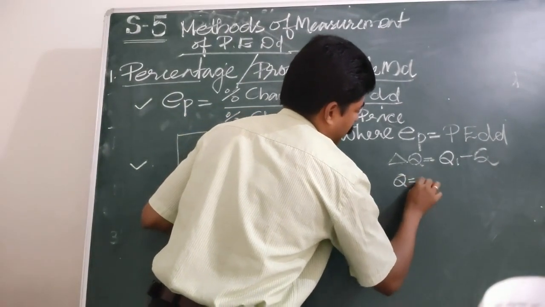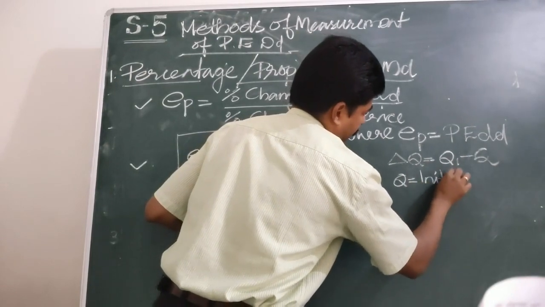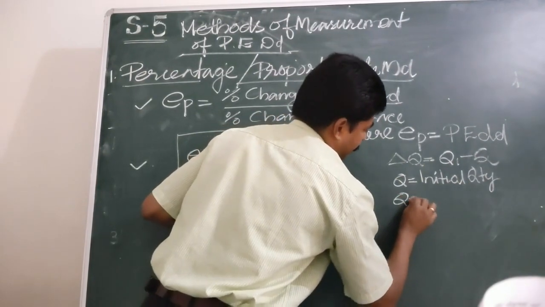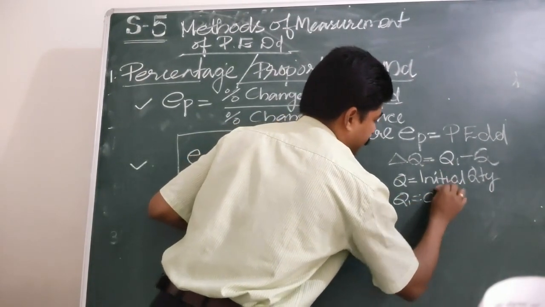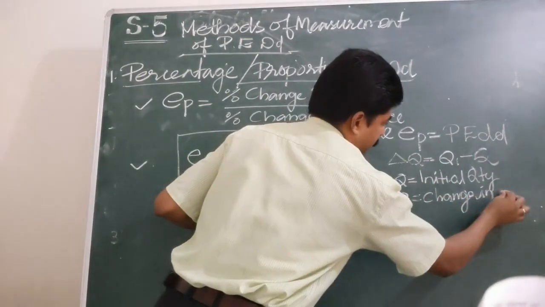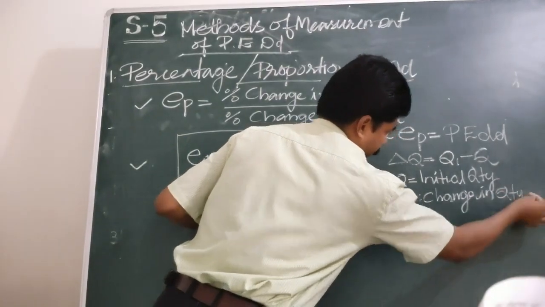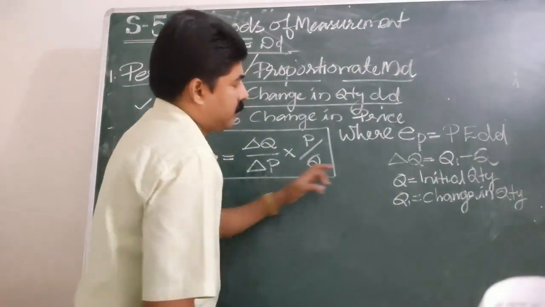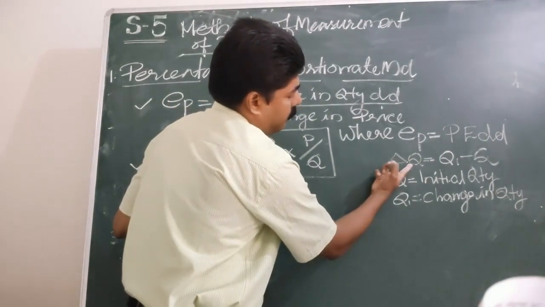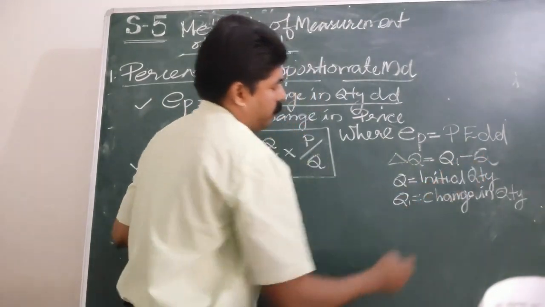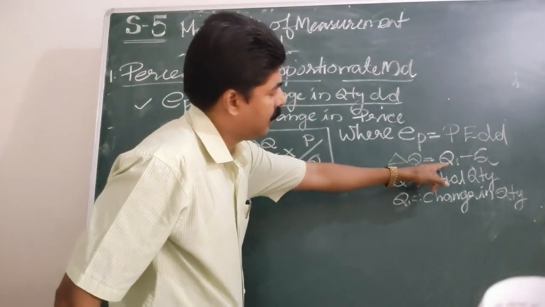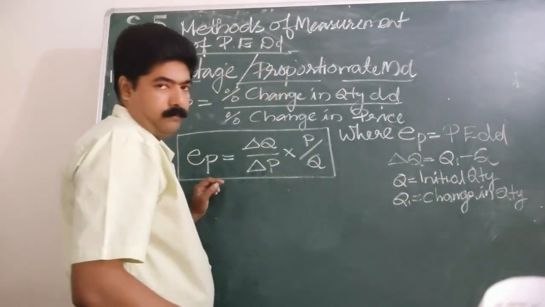Q is equal to initial quantity. Q1 is change in quantity. Therefore, how to find out change in quantity? Delta Q is equal to Q1 minus Q. If you minus initial quantity from change in quantity, you will get delta Q.